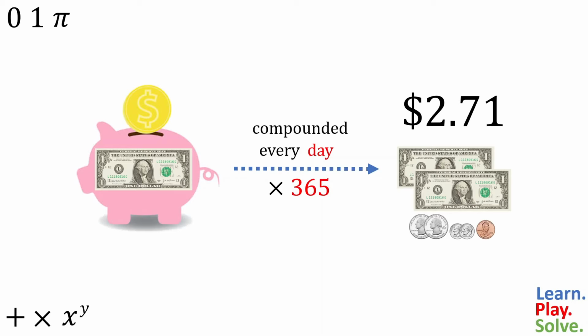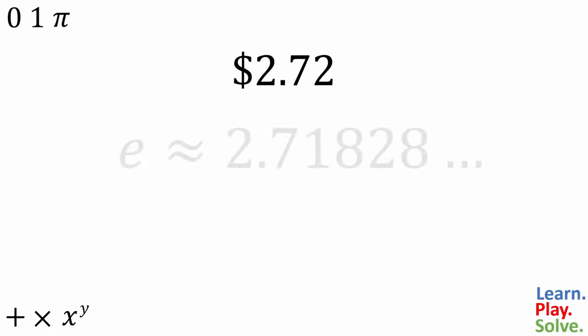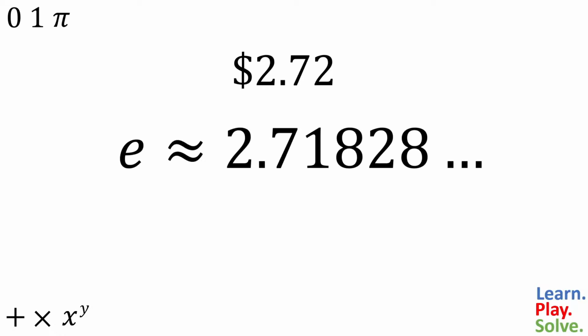So then what if we compound it continuously? Not every minute, not every second, continuously. That's an infinite number of times per year. So what then? Would your savings account overflow with an infinite amount of money? Unfortunately, no. There's a limit to how much you can earn on 100% interest, and that limit is $2.72. If this number looks familiar, it's because this is e rounded to the nearest cent.